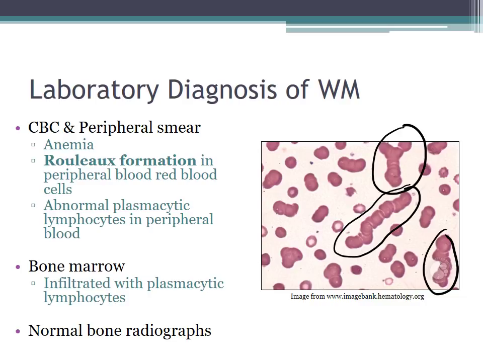You could also see rouleau formation in multiple myeloma, which is due to IgA. It is also possible to see rouleau formation occur due to other increases in plasma proteins, which are commonly seen with things such as infections, inflammation, or connective tissue disorders. And the peripheral smear may also show some of the plasmacytic lymphocytes in the peripheral blood. A bone marrow biopsy for a patient with lymphoplasmacytic lymphoma will show infiltration of these abnormal plasmacytic lymphocytes. And remember that the radiographs for the patient are going to be normal. There will not be lytic lesions like you see in multiple myeloma.